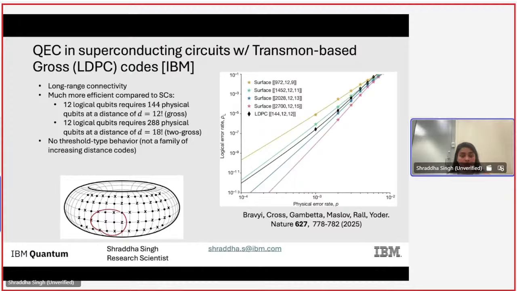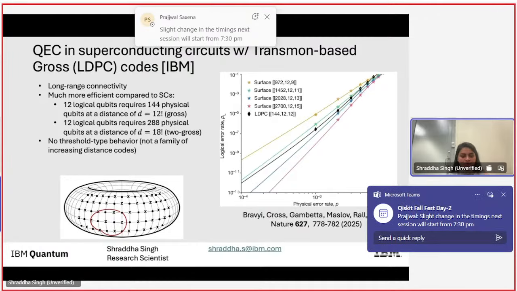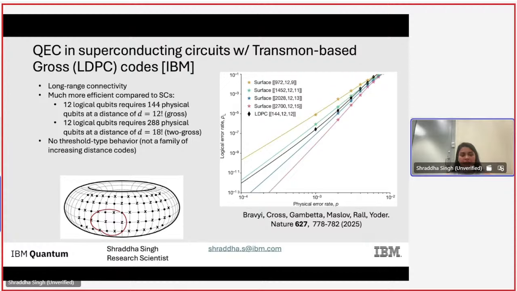The problem with this is not a problem, but these types of code don't have a threshold type behavior because they are not a family of increasing distance codes. So in surface codes, you can say that D squared physical qubits are required for distance D to encode a single logical qubit, and then you can choose the value for D. Essentially in the NKD nomenclature, this would be D squared, D squared, 1, D, and so on, and you can basically just pile on for D over there. Here we have just multiplied D squared, 1, D times 12 for D equals 9, and that's what gives you these numbers here.